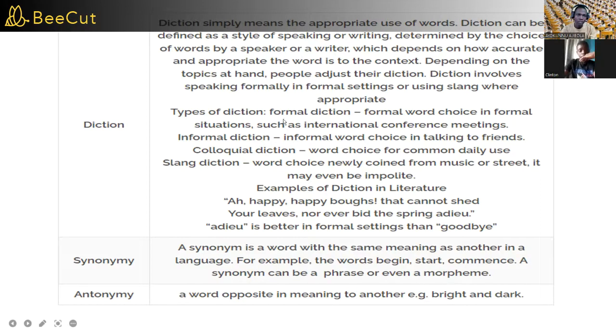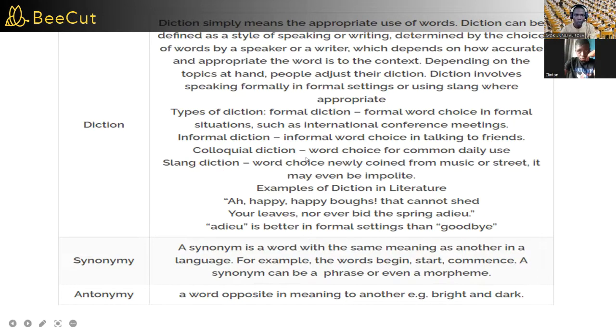Now we have types of diction. We have formal diction, which is formal word choice in formal situations such as international conference meetings and so on. Then we have informal diction, which is informal word choice in talking to friends. When you're speaking to your friend, it's different from when you're speaking to your teacher or to the governor of your state or the president.